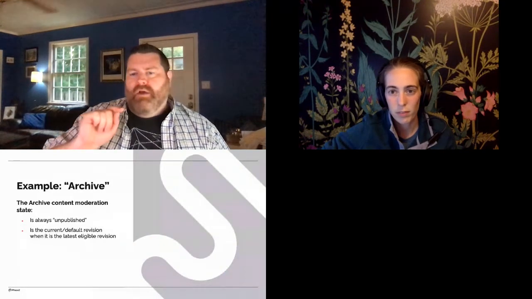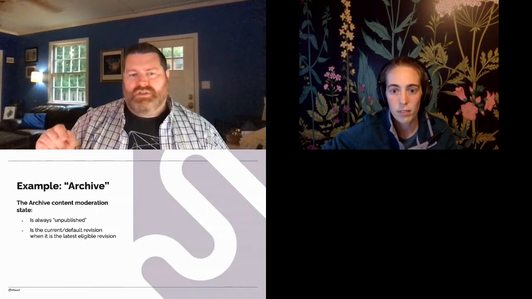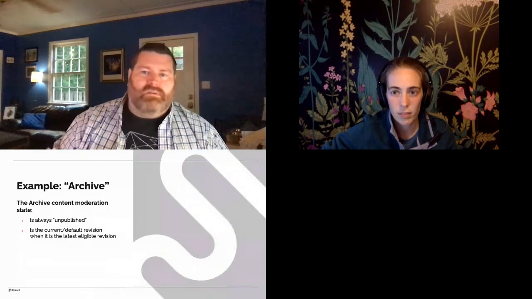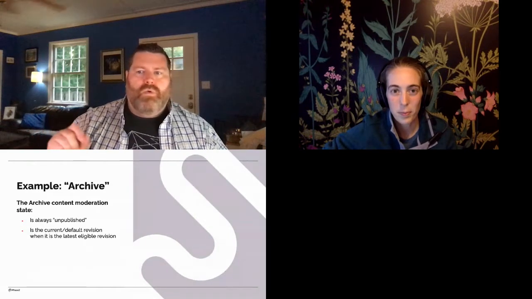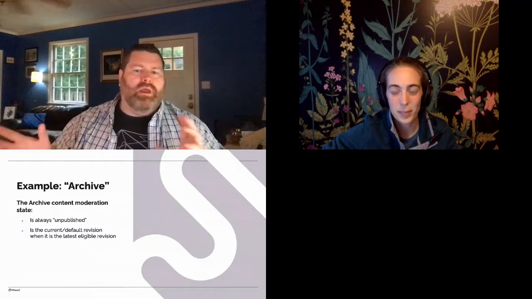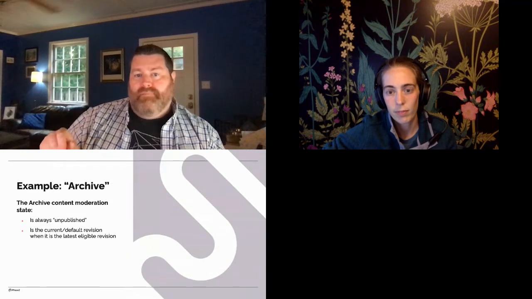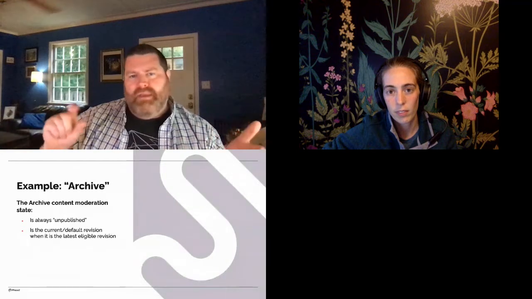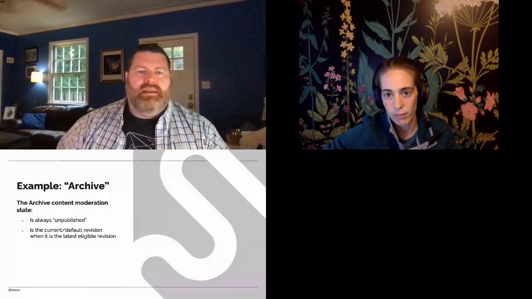So now with the archive state, we've defined that this is an unpublished state, just like draft is, but it's going to be the current revision when applicable. So another newer revision that can also be current would win. This makes the archive state of a piece of content basically the off button, even though that is the latest state of it.